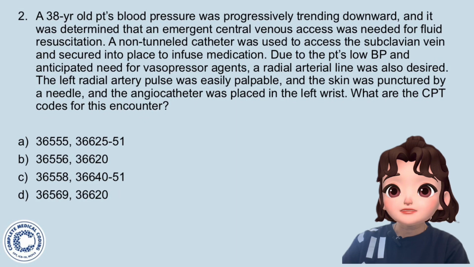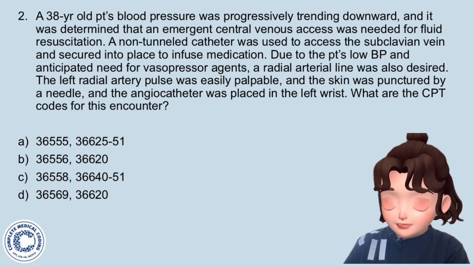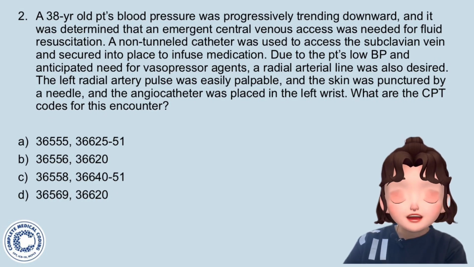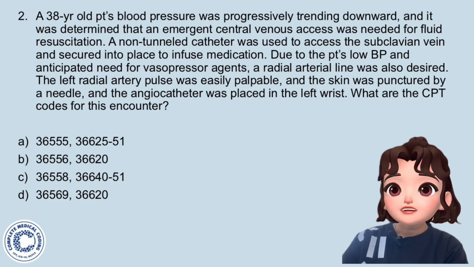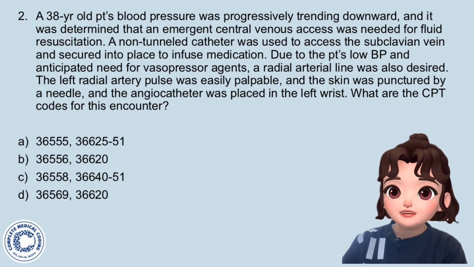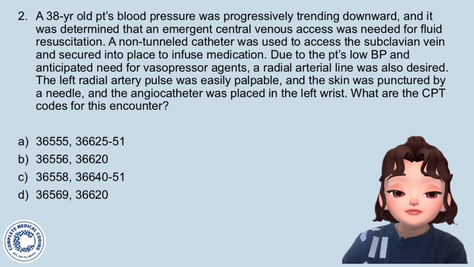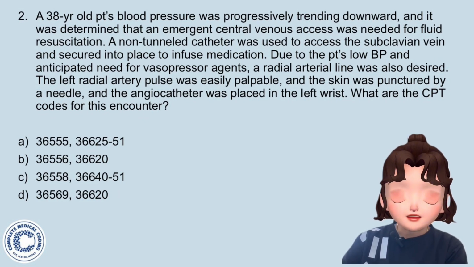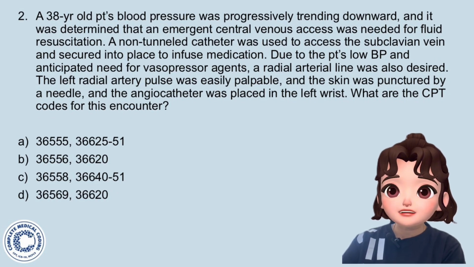What is the first CPT code? 36555. Insertion of non-tunneled, centrally inserted central venous catheter younger than 5 years of age. Here the patient is 38-year-old. So 36555 is incorrect. What is in option B? 36556. Age 5 years or older. Yes, above 5 years you need to use the code 36556 for the insertion of non-tunneled centrally inserted central venous catheter. So 36556 is what we need.